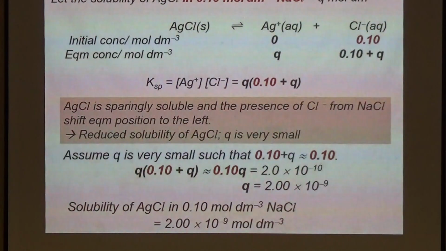Now, for those who have finished, if you think about it, there can be industrial applications of this. Because silver is a precious metal, if you want to precipitate it out, you can make use of this technique.